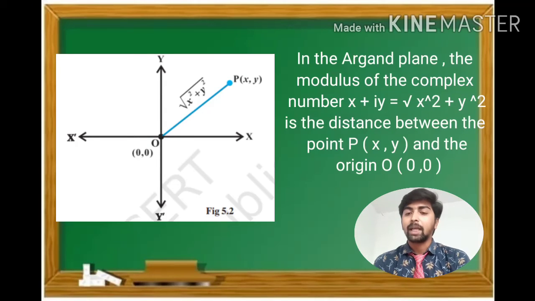In the Argand plane, the modulus of the complex number x plus iy, equal to the square root of x squared plus y squared, is the distance between the point P(x, y) and the origin O(0, 0).